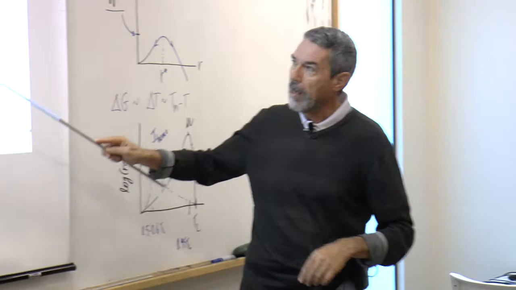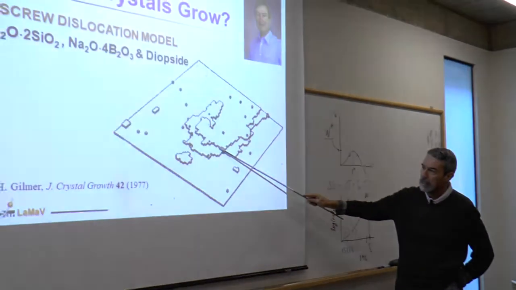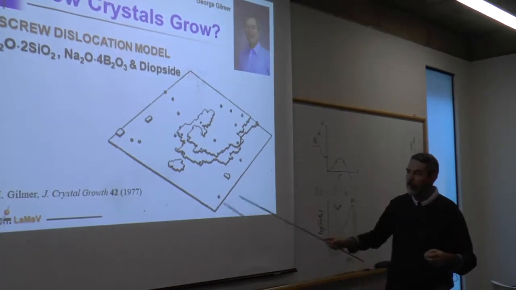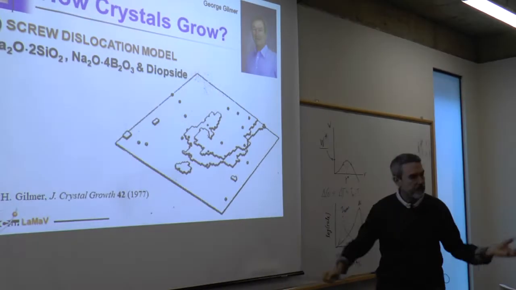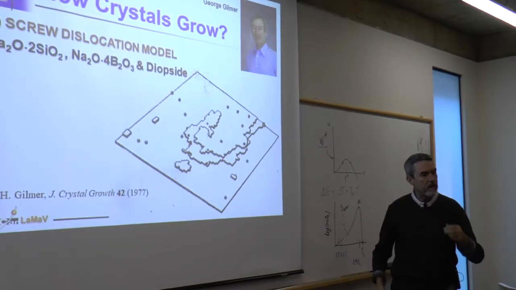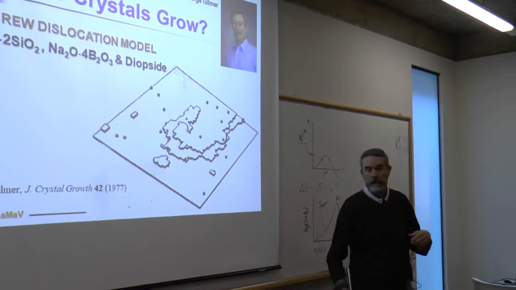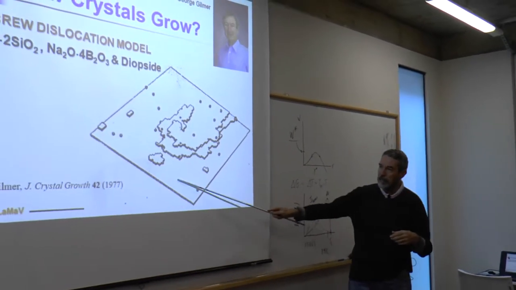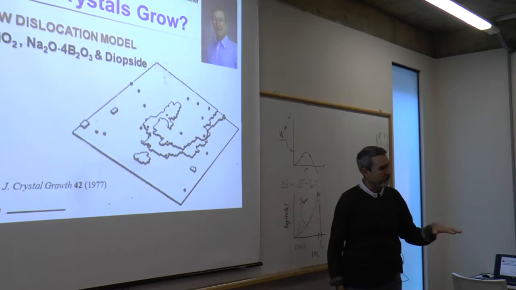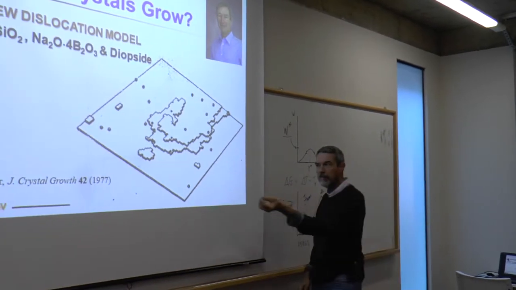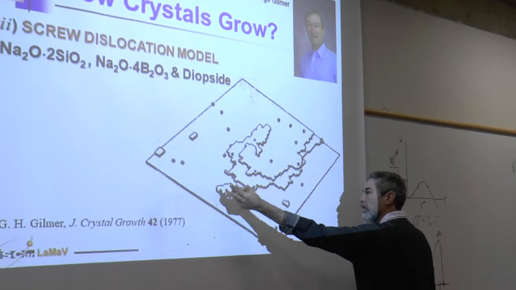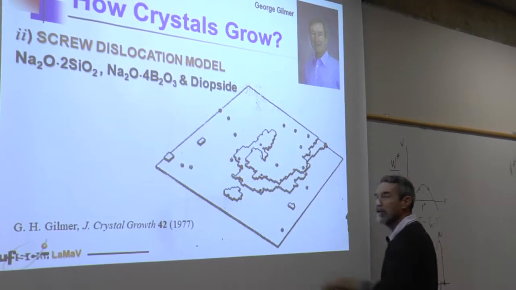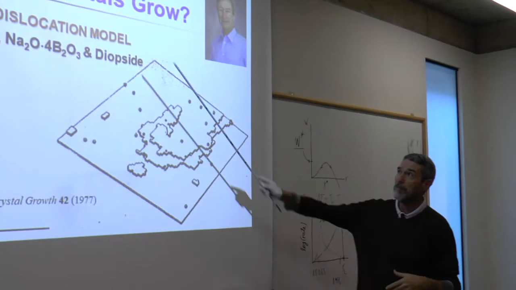So if they do have screw dislocations, atoms from the liquid prefer to attach here at the edges of these screw dislocations because they have higher energies than on the flat surface. So atoms come from here and attach here, from here, attach here, along the screw dislocations. So this is the most common model.